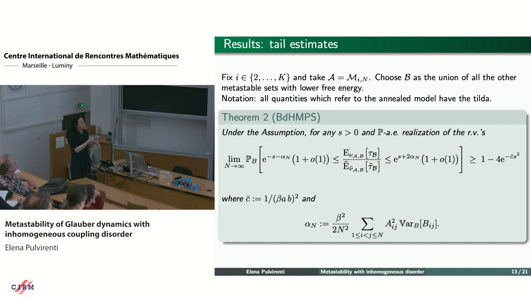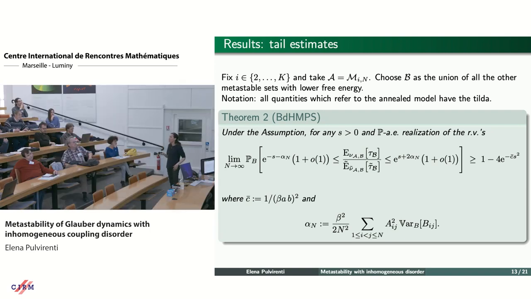This ratio is actually the exponential of a random variable, which is sub-Gaussian. Okay, so you have sub-Gaussian tails. So this is a tail-bound kind of estimate. And it's quite precise because we can also compute explicitly the constants. C bar is going to depend on these bounds on the random variables, and alpha appearing here depends on the variance of the random variable B, and on the parameters of the model as well.